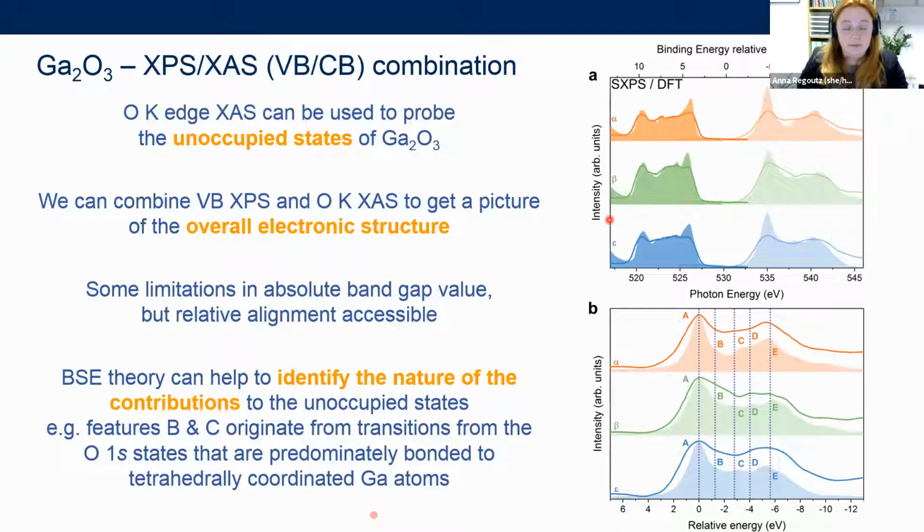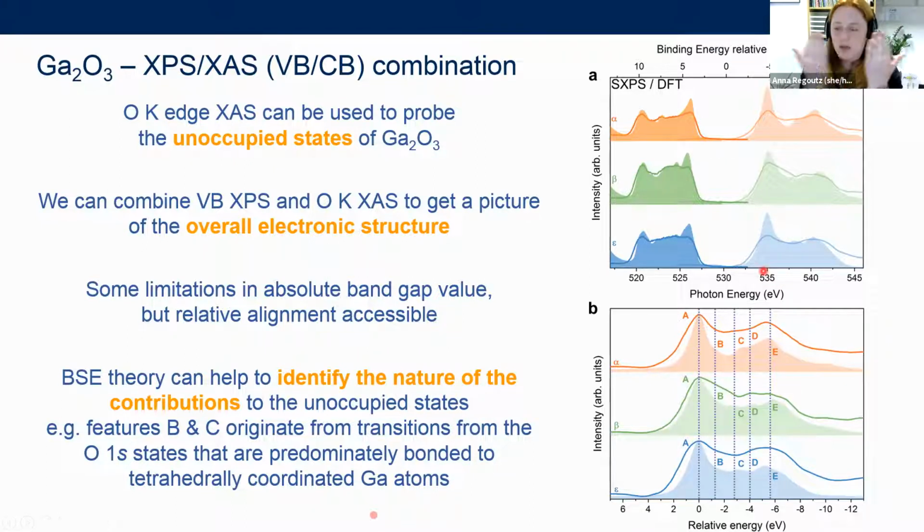The next step further is that you want to not just probe your occupied states, your valence states, but also your unoccupied states, your conduction band. You can do that by combining photoelectron spectroscopy with X-ray absorption spectroscopy, XAS, because in gallium oxide, the oxygen K-edge spectra are representative of the unoccupied states of the material. If you do this carefully, you can put them together. So you have your valence band spectra, in this case from the soft X-rays and the DFT on one side, and then you have your XAS with BSE-type theory on the other.